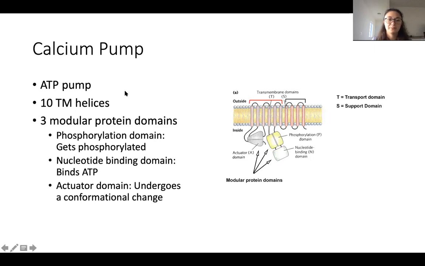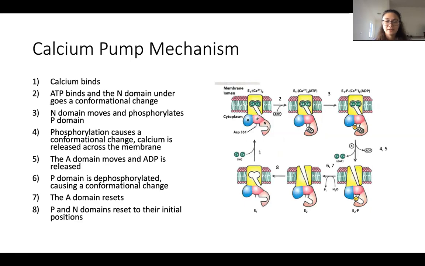And the basic structure of a pump is that we'll usually have 10 transmembrane helices, so 1, 2, 3, 4, 5, 6, 7, 8, 9, 10. And then also these 3 modular domains. So we have the phosphorylation domain, the nucleotide binding domain, and the actuator. So the nucleotide binding domain is going to bind ATP. It's going to phosphorylate the phosphorylation domain, which will cause a change in shape. The actuator will also undergo a conformational change, and that will help allow us to move ions across their gradient. So that's a brief idea of what's happening.